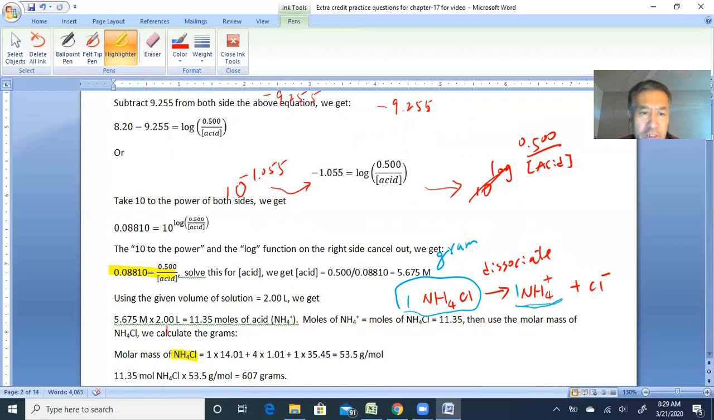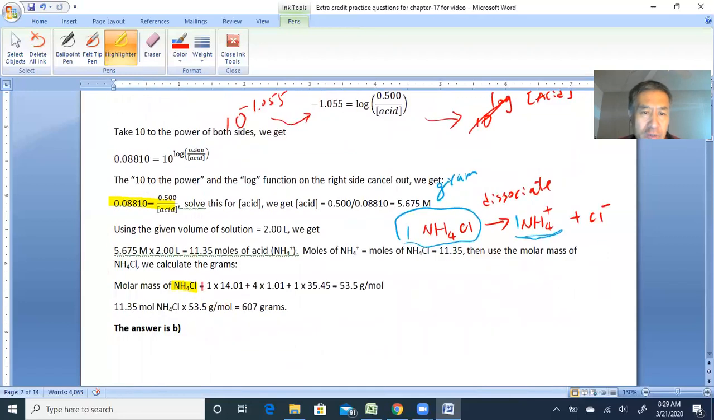Then use the molar mass of NH4Cl, ammonium chloride. We can calculate the grams. So for the molar mass of ammonium chloride, simply see there's one nitrogen, four hydrogens, one chlorine. So we multiply and add, and we have 53.5 grams per mole. So therefore 11.35 moles times 53.5 grams per mole, we get 607 grams, and the answer is B.